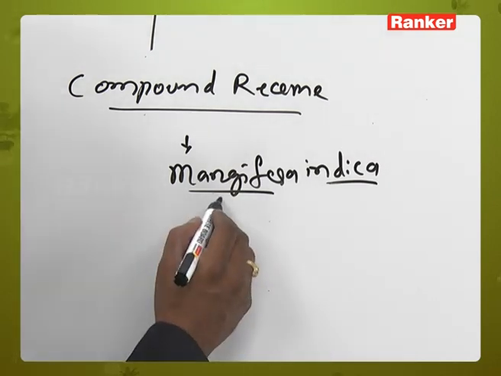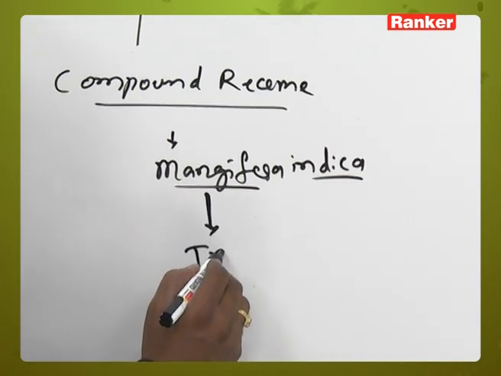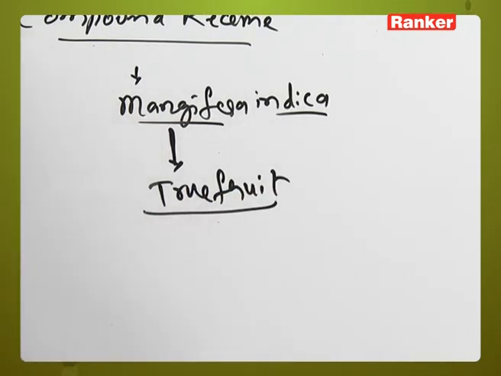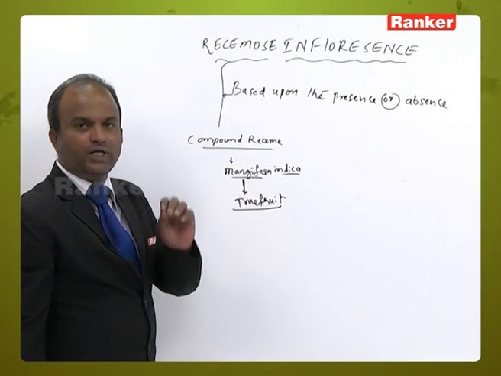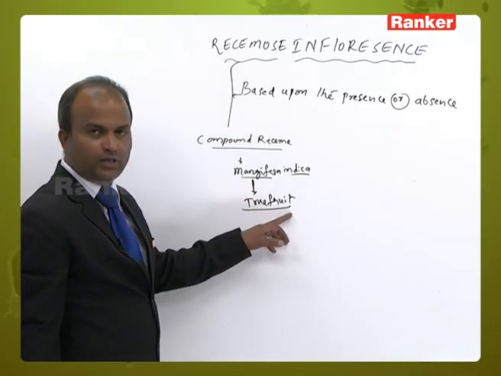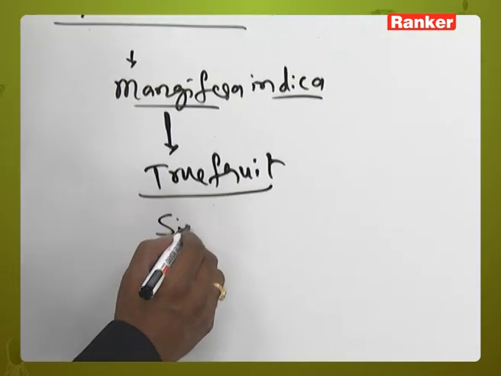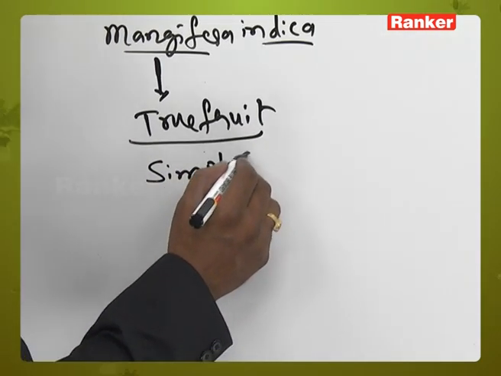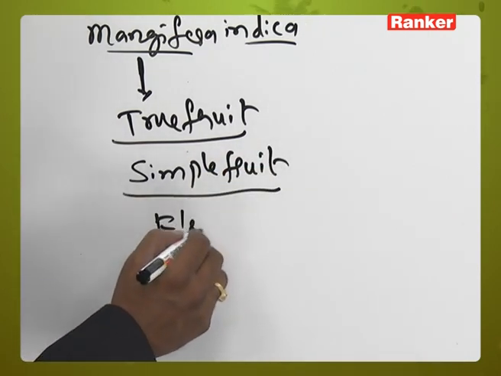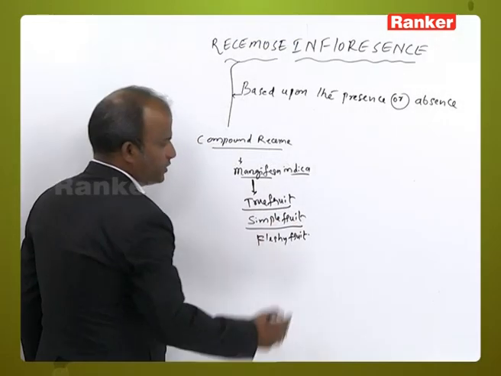This Mangifera indica belongs to which fruit? It is one of the true fruits. Can you tell me why it is called a true fruit? Because the fertilized ovary develops into the fruit, that type of fruit is called a true fruit, and it is one of the simple fruits and one of the fleshy fruits.